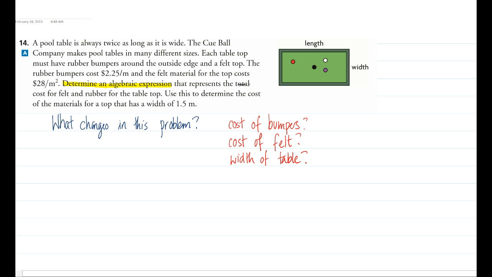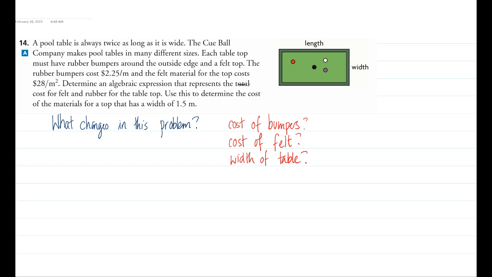We've got to find, first of all, an algebraic expression that represents the total cost for the felt and rubber for the tabletop. And then once we've done that, we're going to use that to determine the cost of materials for a top that has a width of 1.5 meters. So we're not going to go straight to the tabletop that's 1.5 meters wide. We're going to write the expression first.